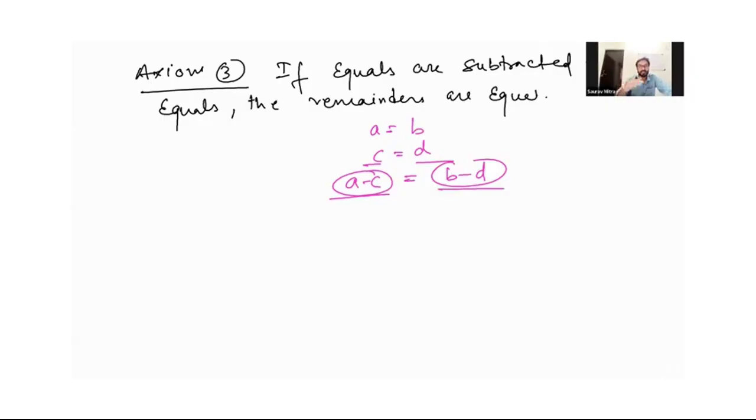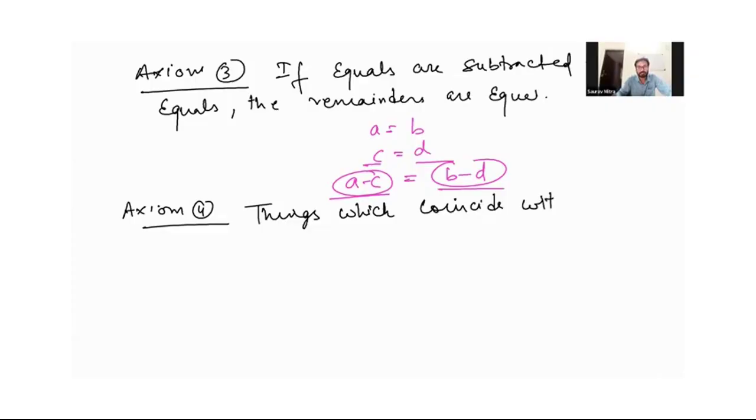Axiom 2 was addition. Now this was your axiom 3. Now what is your axiom 4? Things which coincide with one another are equal to one another.